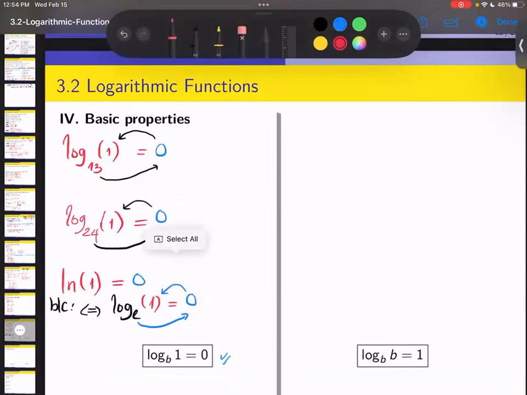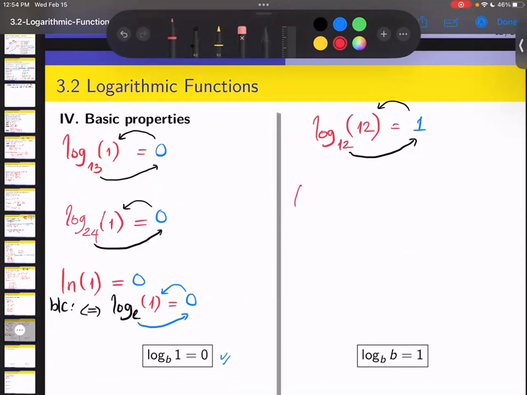Now move on to the second one. So if I have log base 12 of 12, 12 to the what power? Give me 12. 1, right? 12 to the first equals 12.